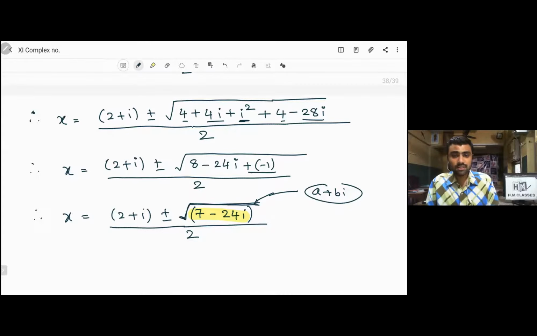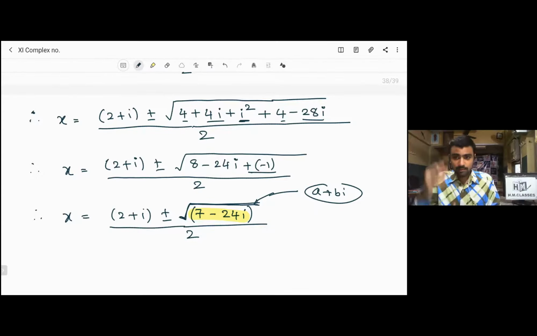So what does it mean? You have to find the square root of a form of a plus bi, that is a complex number, and the square root of a complex number you have to find. That is only the previous questions what we did, that how to find the square root of a complex number, we will have to repeat it here again.